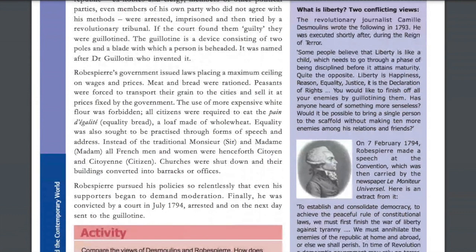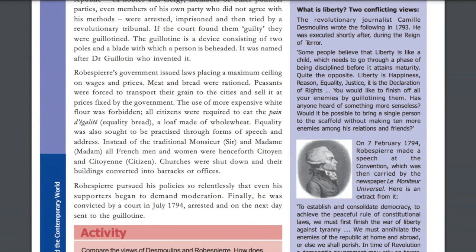Robespierre's government issued laws placing a maximum ceiling on wages and prices. Meat and bread were rationed. Peasants were forced to transport their grain to the cities and sell it at fixed prices, which were set by the government. The use of more expensive white flour was forbidden. All citizens were required to eat the pain d'égalité, which is equality bread, a loaf made of whole wheat.